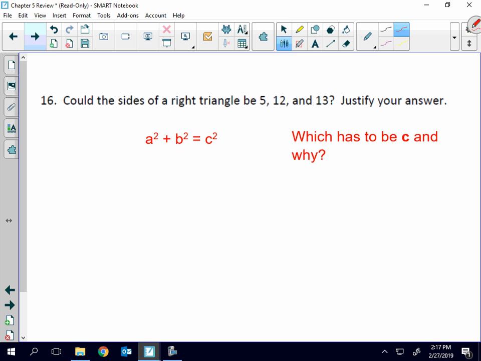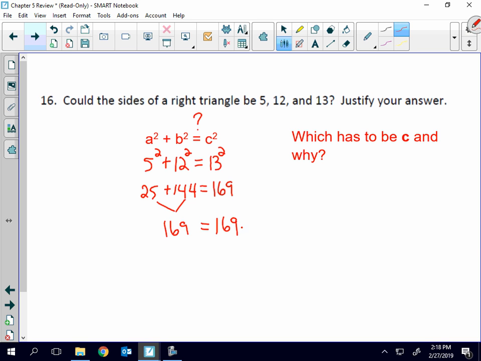All right. So 5 squared plus 12 squared. It doesn't matter if you put 12 squared first and then 5 squared. That does not matter. But the biggest one is always C. Let's see, does 25 plus 144 equal 13 squared, which is 169? Let's add those together. I do, in fact, get 169. So is this a right triangle? Yes, because these two are the same.